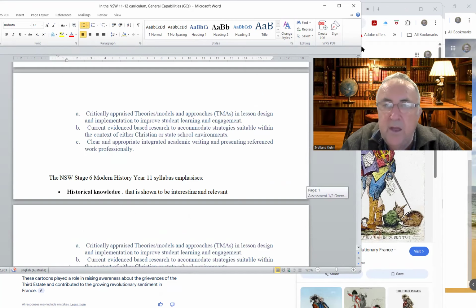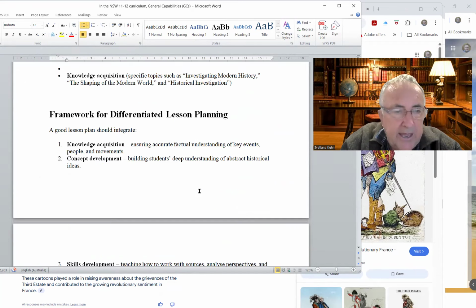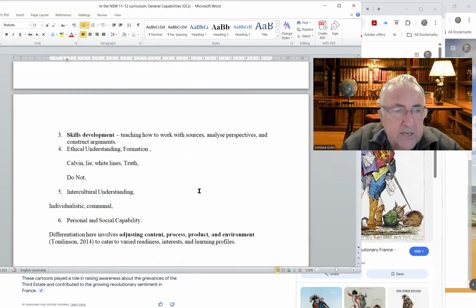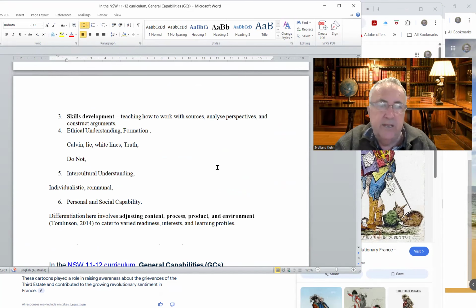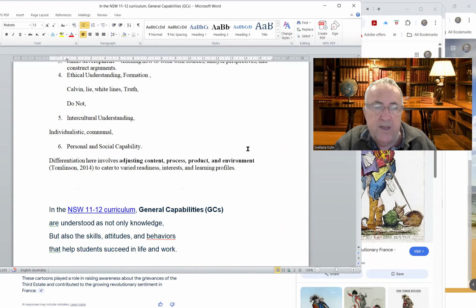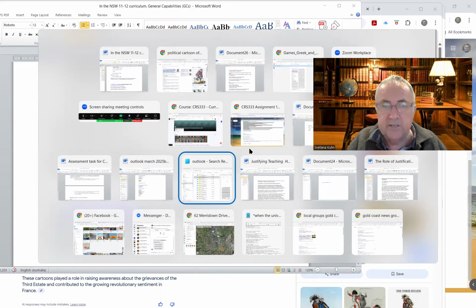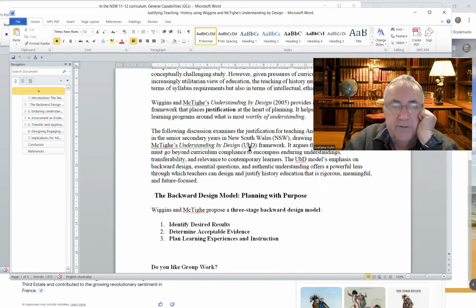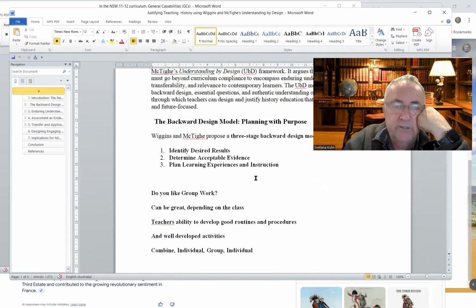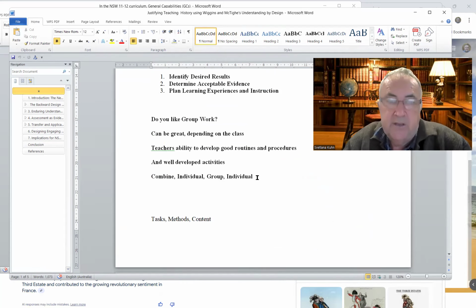And then I've reminded you that quite important are these other concepts, such as ethics and understanding and formation and intercultural understanding and differentiation of different abilities, particularly low ability students, how they feel valued and included. And in a separate video, I've put together some material on justification and the importance of justification in the teaching of history, and that you need to give 500 words to justification and reasons why justification works.